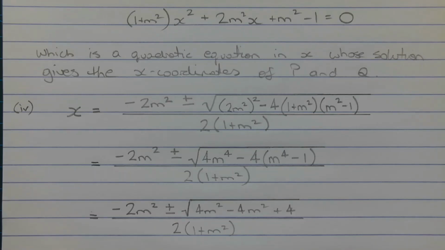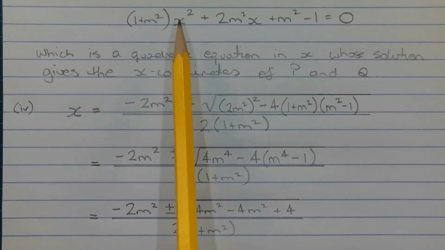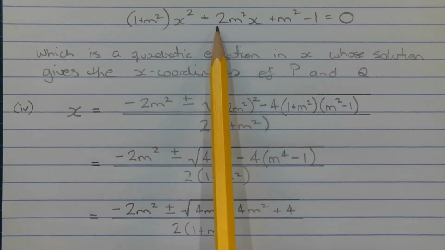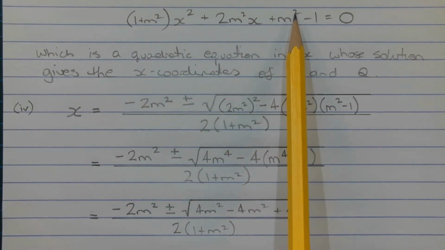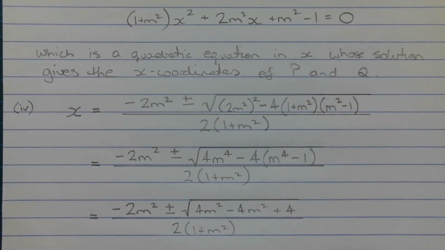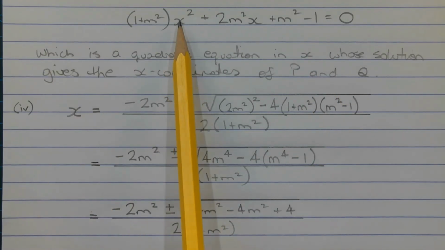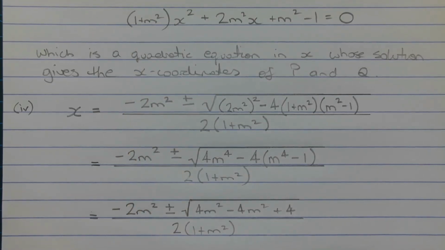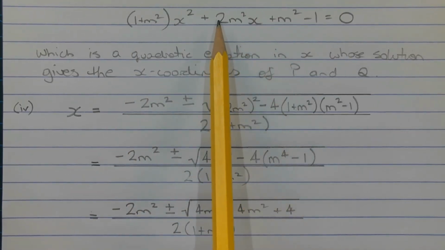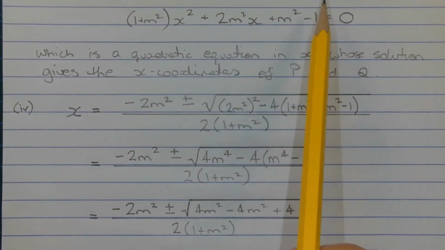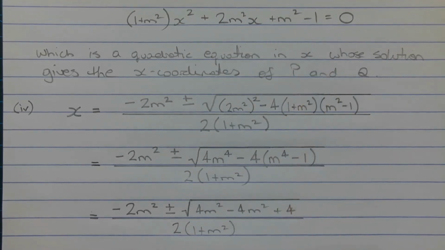Solving the equation from part 3 using the quadratic formula. The equation from part 3 was (1 plus m squared) times x squared plus 2m squared times x plus m squared minus 1 equals 0. So the values of a, b and c, where a is the coefficient of x squared, that's 1 plus m squared, b is the coefficient of x, which is 2m squared, and c is the constant term, which is equal to m squared minus 1.